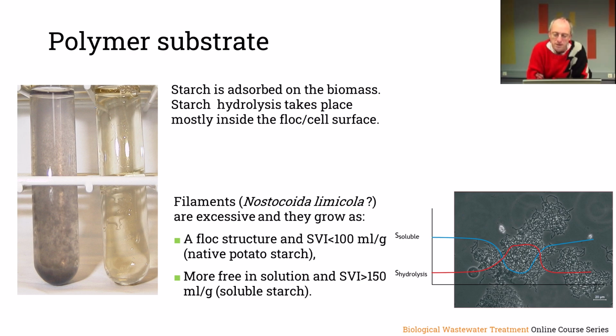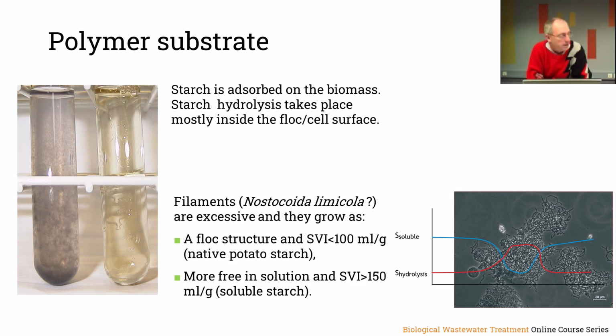What we also find is that, in accordance with the kinetic selection theory, we get filamentous bacteria, Nostocoida seemingly. But despite the fact that we get a complete dominance of filamentous bacteria, we don't get bulking sludge. And also this has been reported in the literature. There's no direct relation between the growth of filamentous bacteria and occurrence of high sludge volume index or bulking sludge.